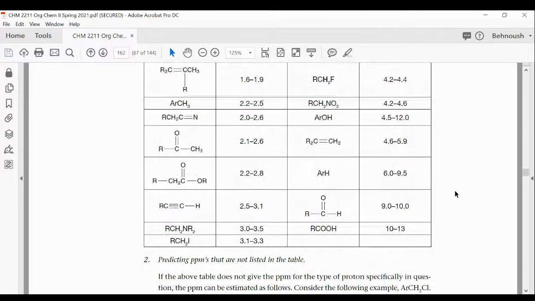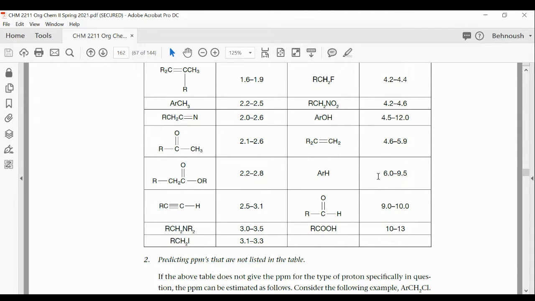NMR spectrum and eliminate choices. For example, if you see a signal between 9 and 10, you definitely have aldehyde. No other functional group or type of hydrogen gives a signal between 9 and 10. A carboxylic acid would have a signal outscaled, that means between 10 to 12 or 10 to 13. So if all the signals are between 0 and 9 and nothing between 9 and 10, that means you have no aldehyde and no carboxylic acid.